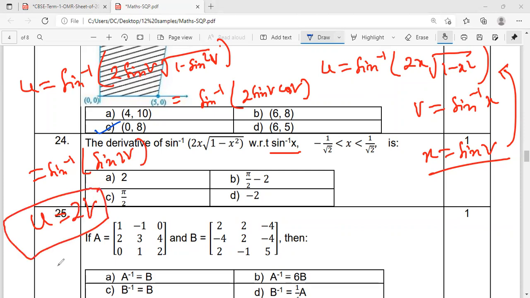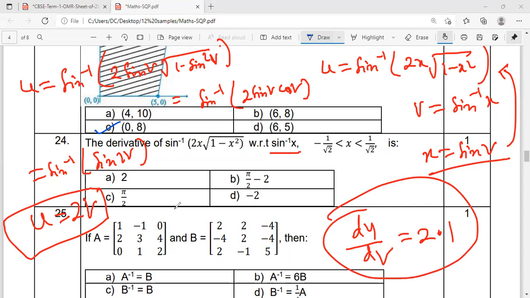Once you get u equal to 2v, now you can differentiate both sides with respect to v. You can say du by dv is equal to 2, since the derivative of v with respect to v would be 1, so 2 into 1 is 2. So du by dv, our answer, is 2. Wonderful. All you need to do is assume the first function as u and the second as v. You have to find du by dv and see if you can relate u and v somehow, and then differentiate both sides with respect to the function which is v in this case.